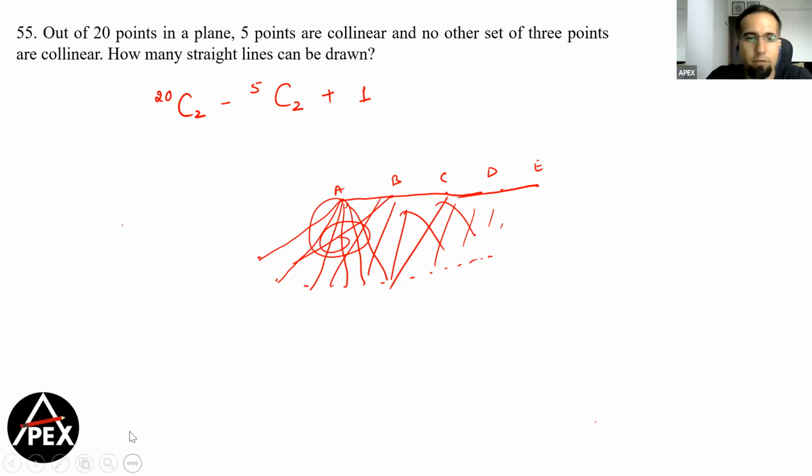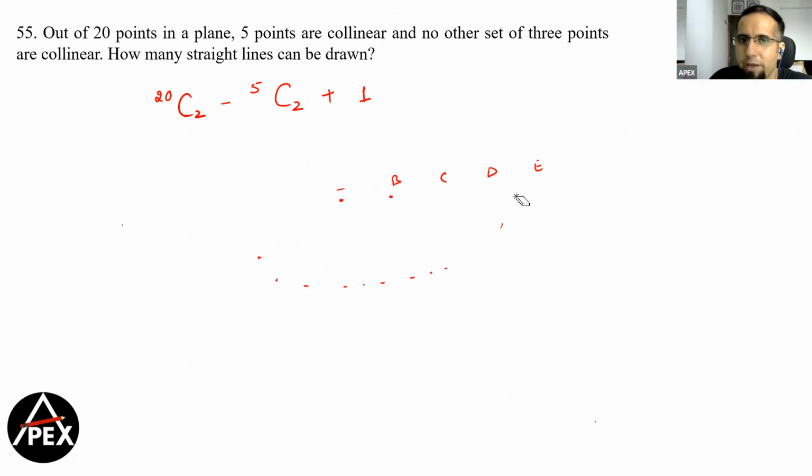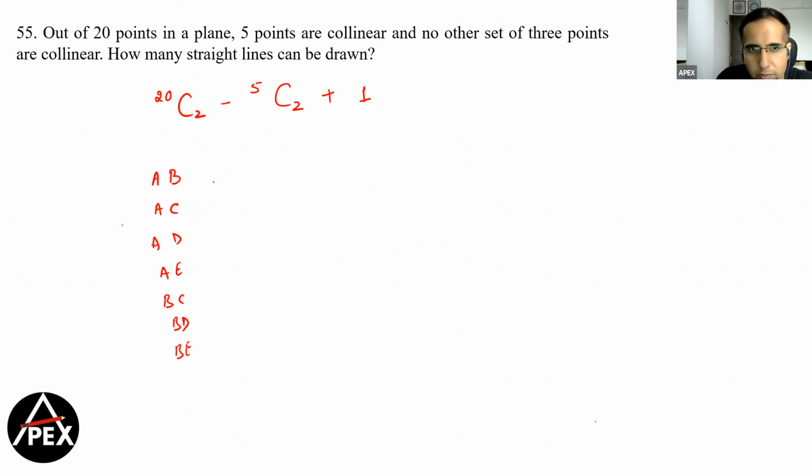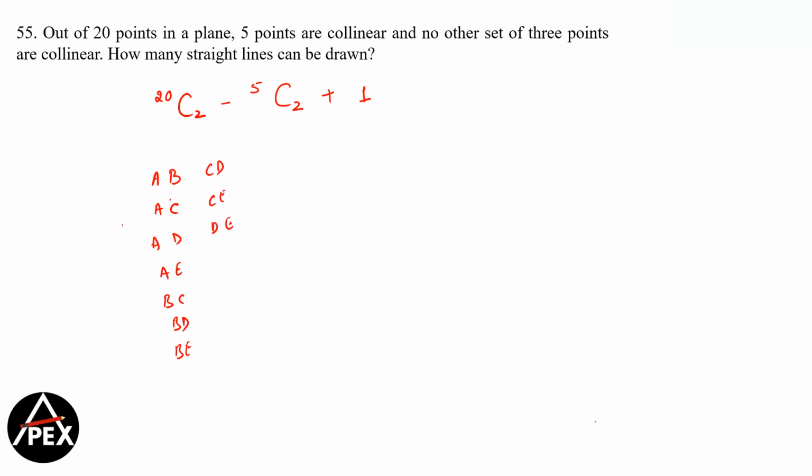See what is happening here. If you want to understand this concept very well, take those 5 points, A, B, C, D, E. Among themselves, if I write 5C2, what is 5C2 here? If they are not collinear, these are the lines that we will have: AB, AC, AD, AE, then BC, BD, BE, CD, CE, and DE. 1, 2, 3, 4, 5, 6, 7, 8, 9, 10.